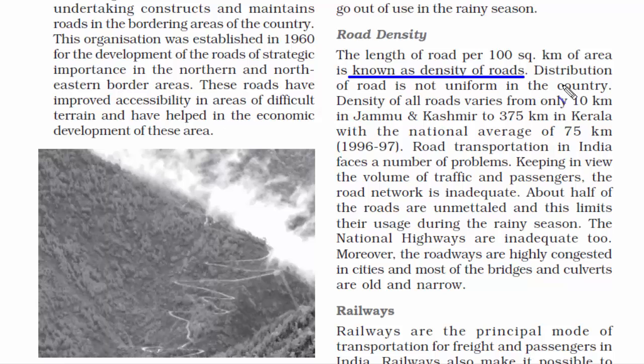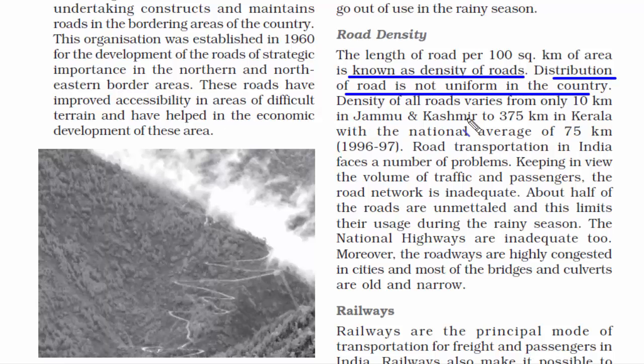One more thing is that the distribution of roads is not uniform in the country, which means no two places or two states have the same amount of roads or the same length of roads, I would say. And that is true. I think we know the reason. It is fairly because of the topography. Because there are places where it is very difficult to build roads, and the government has not taken much initiative of making good roads on those places. So those places still rely on unmetalled roads, which go out of use in the rainy season.